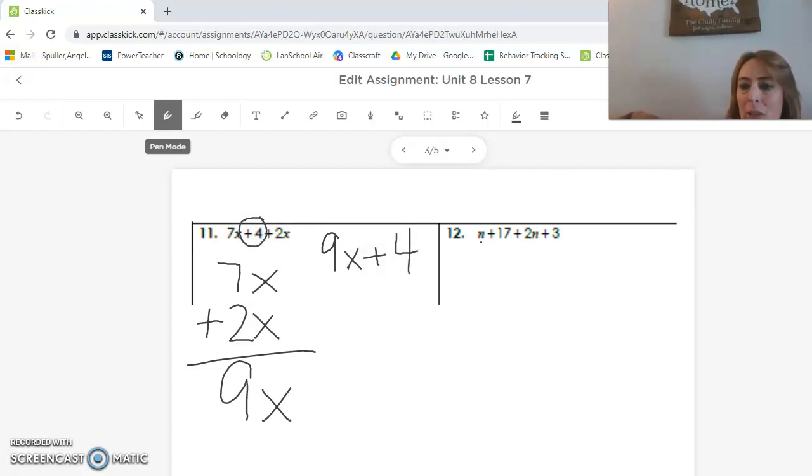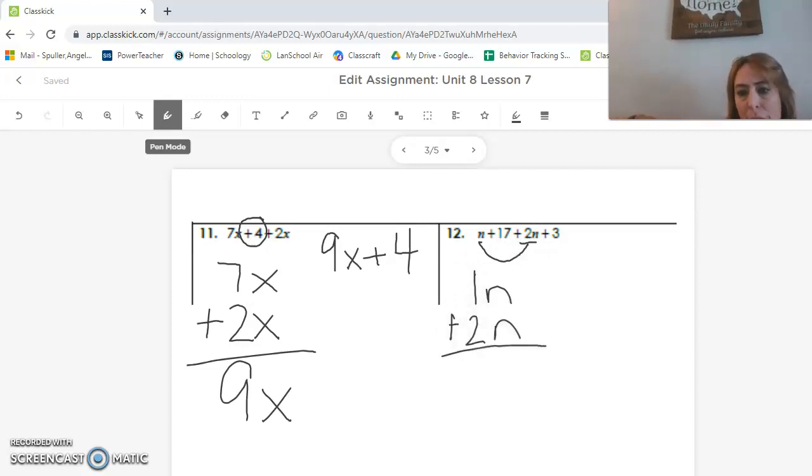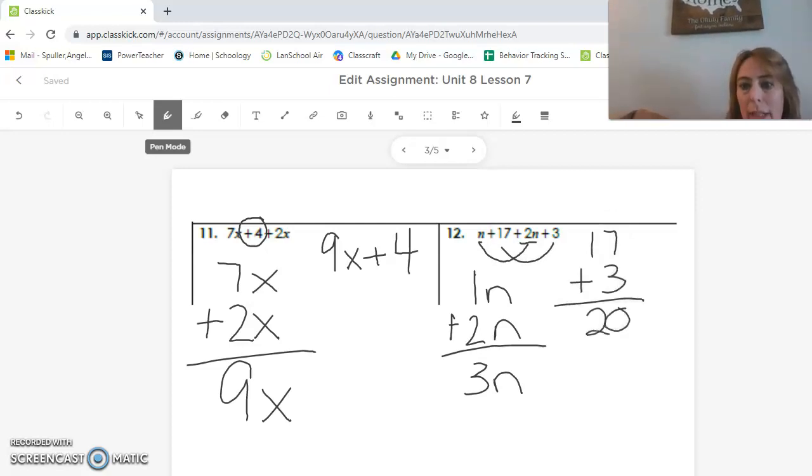Okay? Looking at 12, I can put these two together. Remember, that's 1n, and that's plus 2n. So I get 3n. Now I can combine 17 and 3. So it's 17 plus 3 equals 20. Now I've used this, this, and this. The only thing I haven't used is the plus. So it would be 3n plus 20.